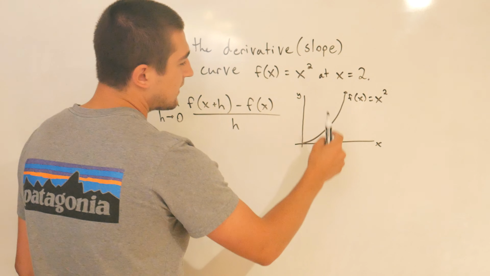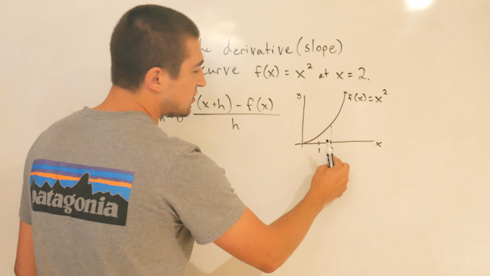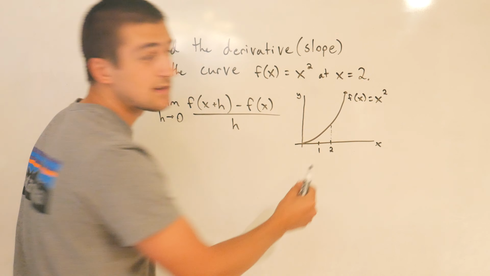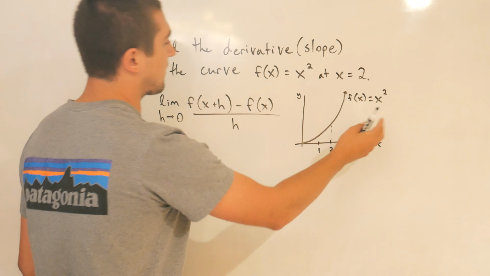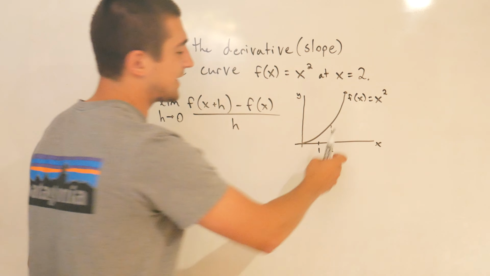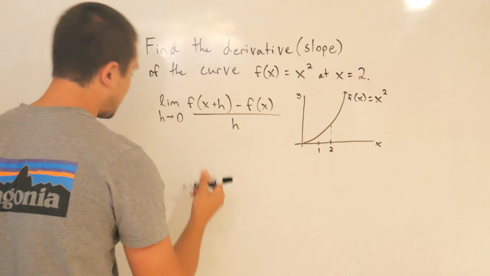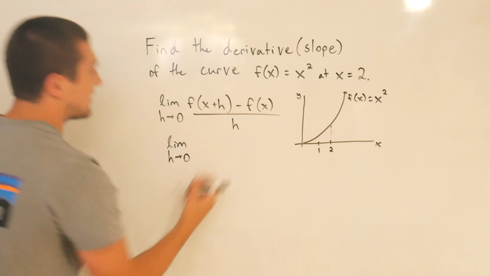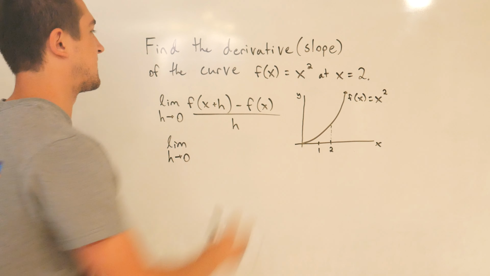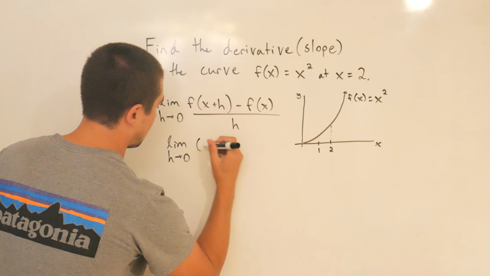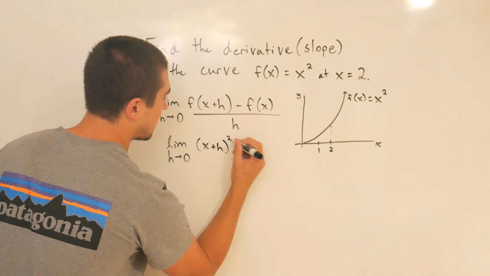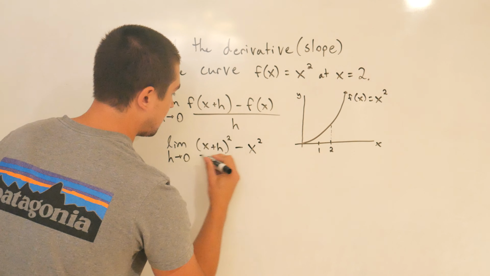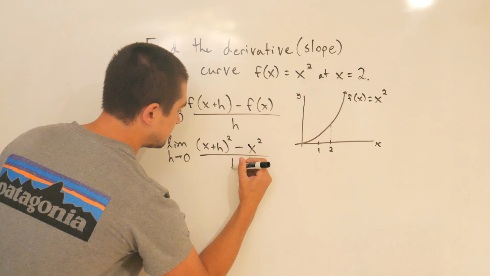So we're going to have this point here and then another point 2 plus some h. And we're going to take the limit of the slope between those 2 points as h approaches 0, or as 2 plus h becomes 2. And so to do that, we have to write out the limit as h approaches 0 of our function at x plus h. x squared at x plus h is x plus h squared, and x squared at x is just x squared, all over h. Okay?